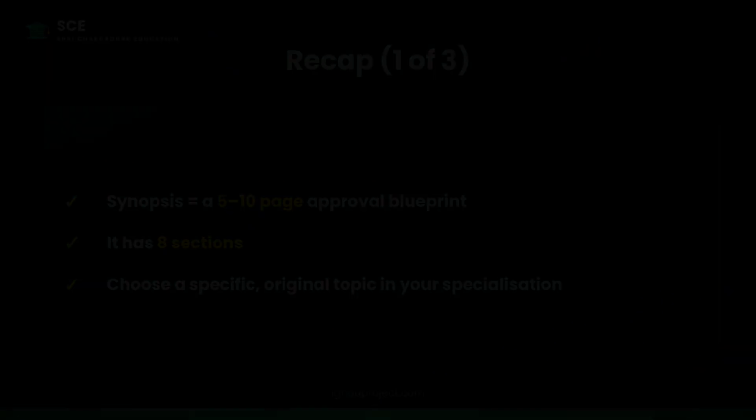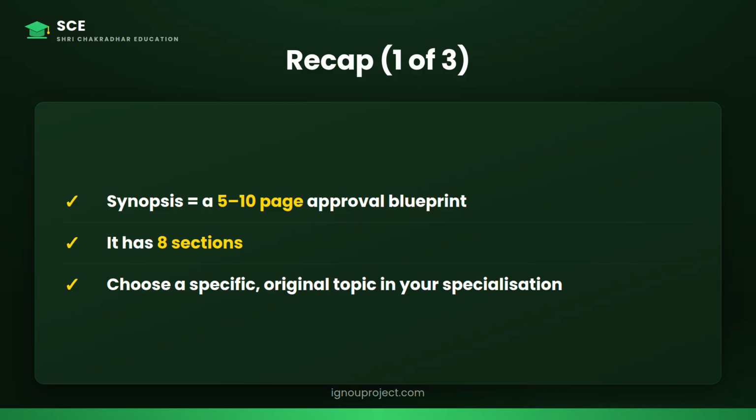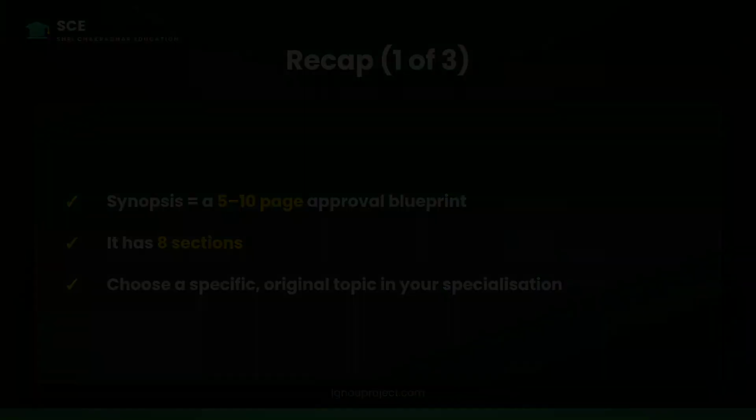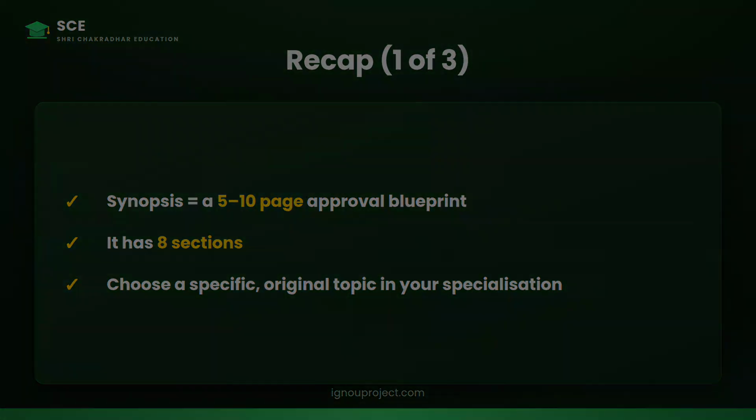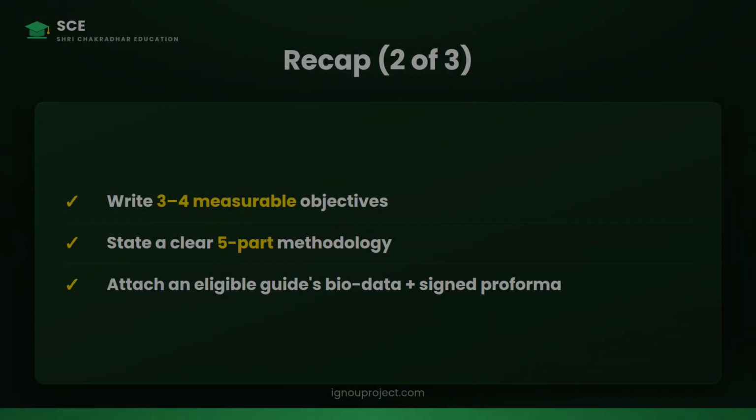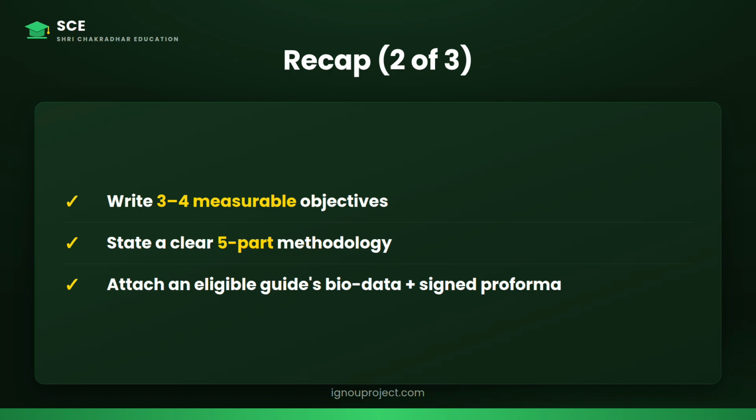Let's quickly recap what you have learned. The synopsis is your project's approval blueprint of 5 to 10 pages. It has 8 sections: title, introduction, rationale, objectives, methodology, limitations, an optional chapter plan, and references. Choose a specific, original topic in your specialization. Write 3 to 4 measurable objectives and a clear 5-part methodology.